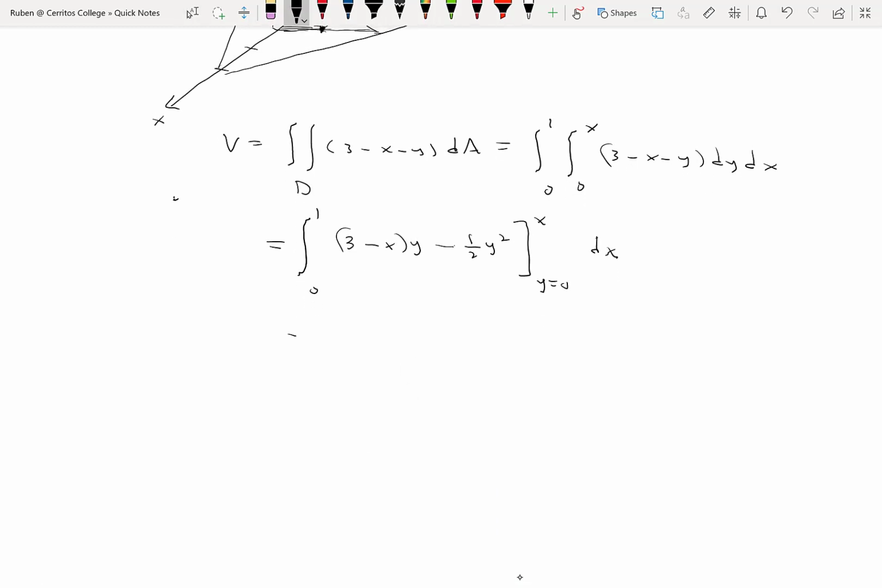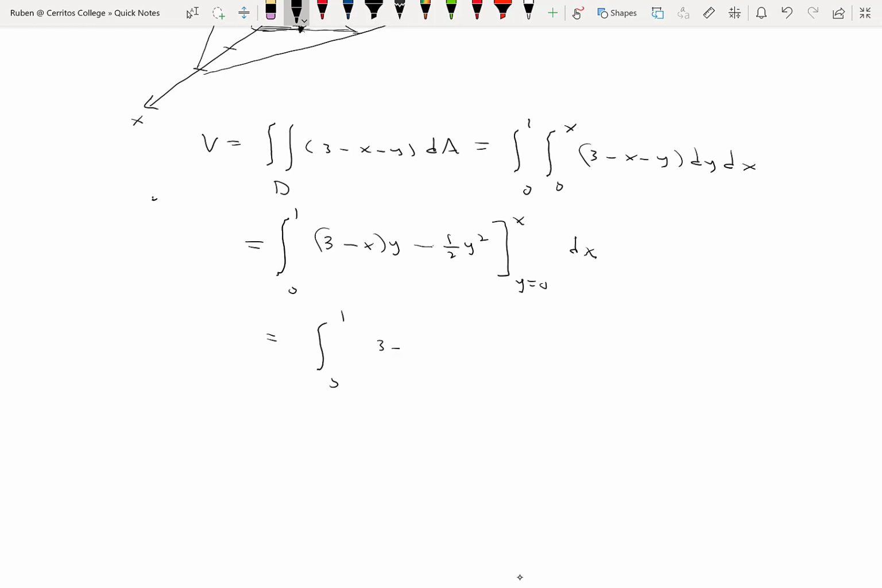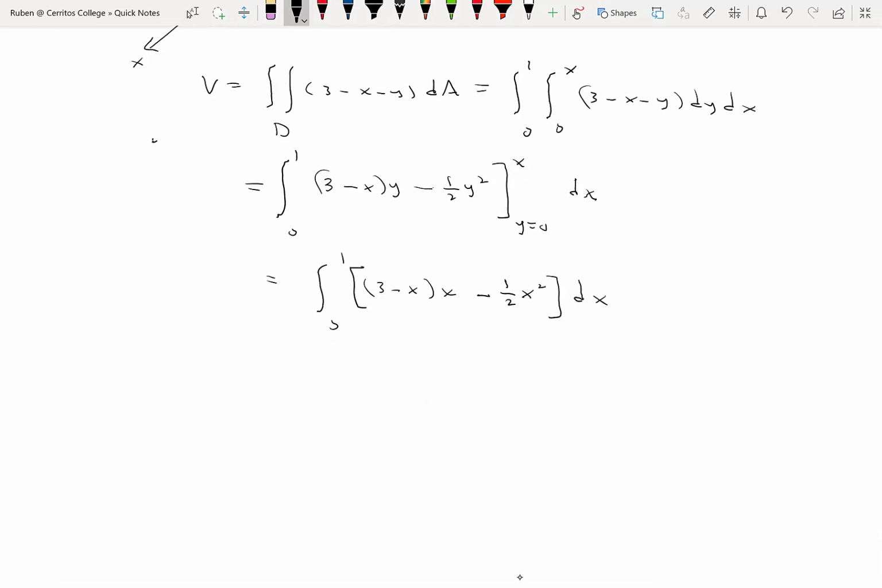Okay, so let's do this. I'm going to substitute y equals x, so 3 minus x times x, minus, substituting y equals x again, 1/2 x squared. There's the evaluation of the antiderivative at x. Then substituting y equals 0, I get no contribution. So I still have, in the iterated integral, to evaluate the integral with respect to x. So very simple Calc 1 integral.